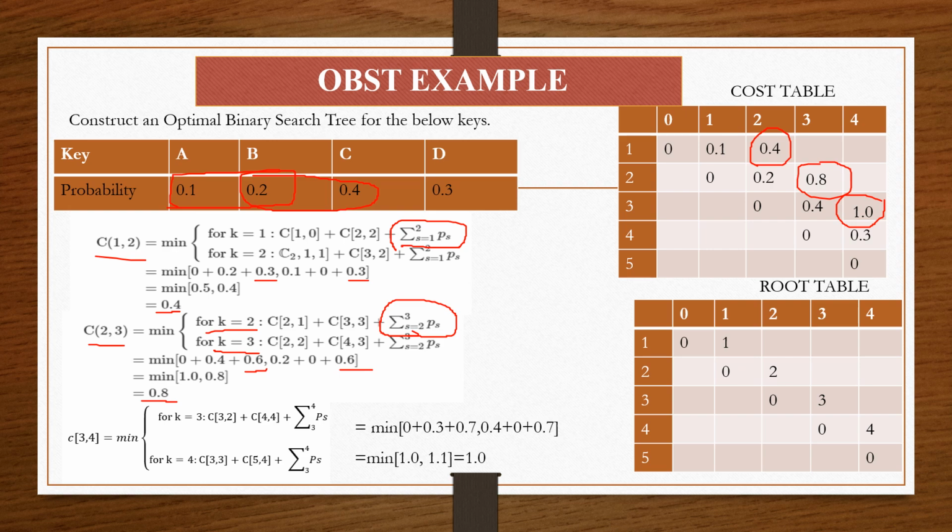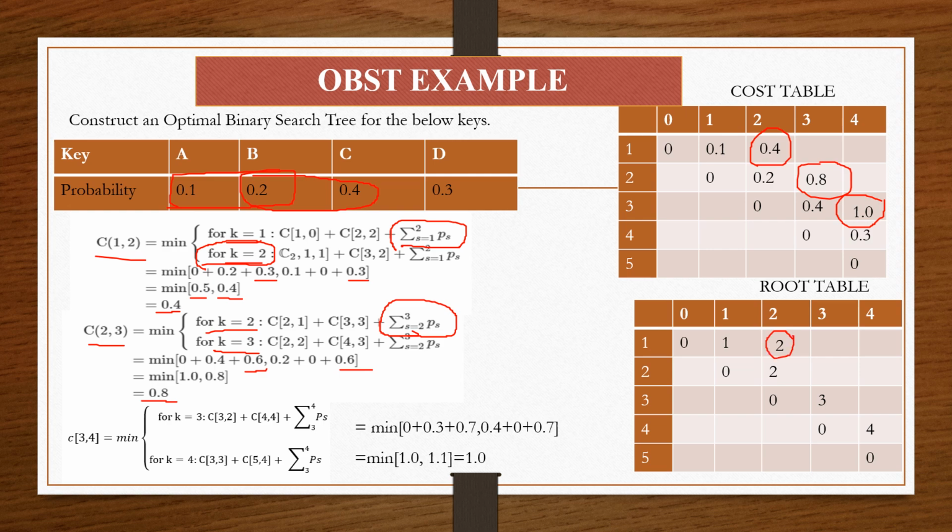See, in 1 to 2, where we got the minimal value, when k is 1 or k is 2. So here 0.5 and 0.4. 0.4 is the minimal value. I got this minimal value 0.4 when k is 2. When k is 2 only I got this minimal value. Therefore, in the root table for position 1, 2 I have to put 2. So that is the reason 2 is here.